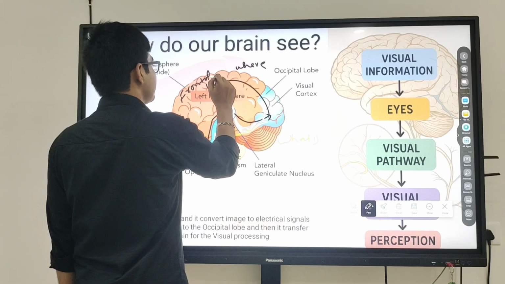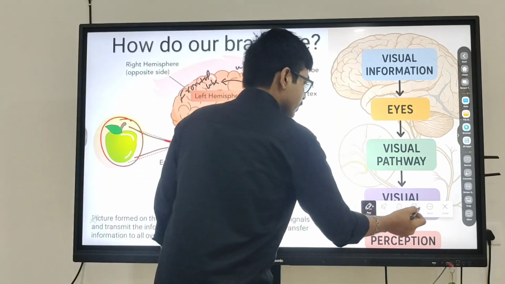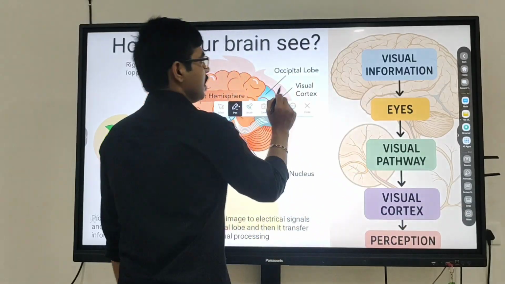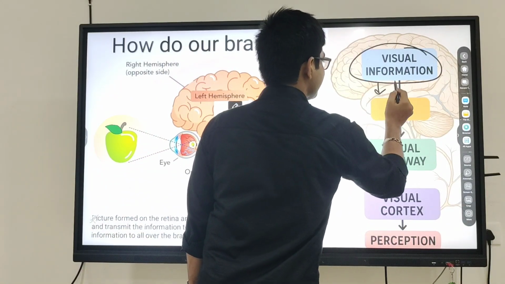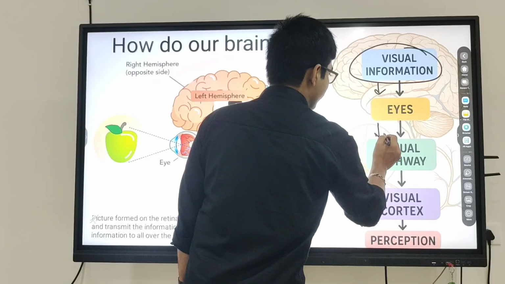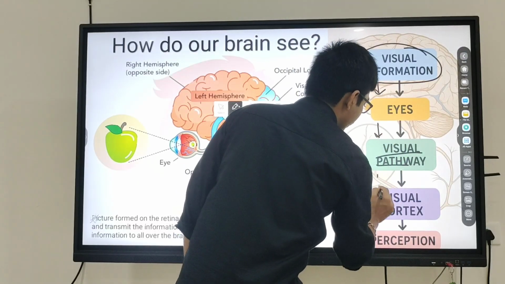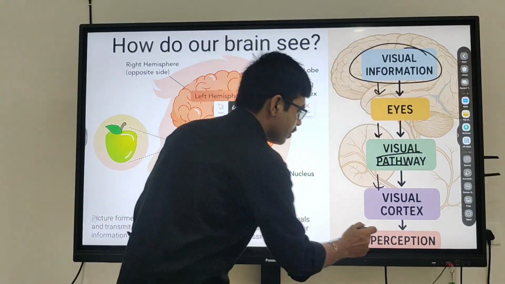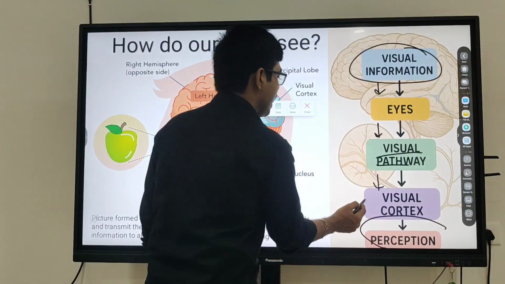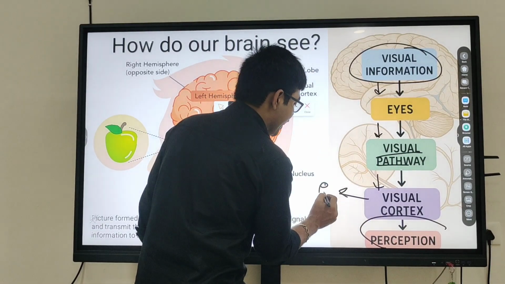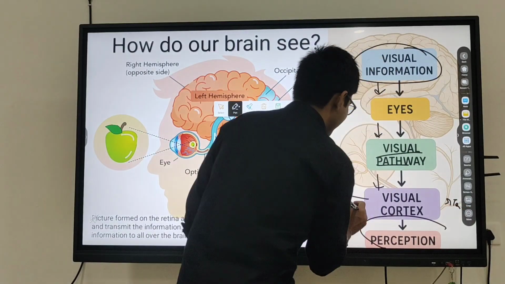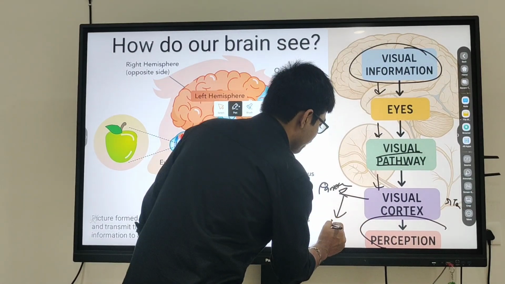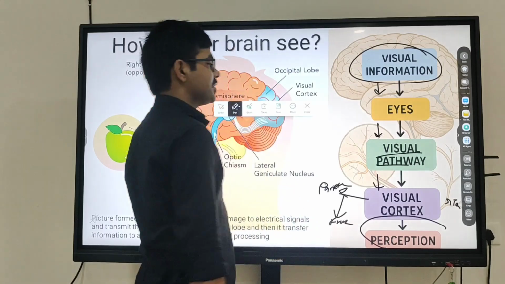We are going to discuss it in the next slide also in a different manner. Whenever visual information comes, it reaches the eye, and the eye sends the information via the visual pathway to the visual cortex. Now the visual cortex sends the information to the occipital lobe, the parietal lobe or the temporal lobe, and then this is sent to the frontal lobe to give a perception.